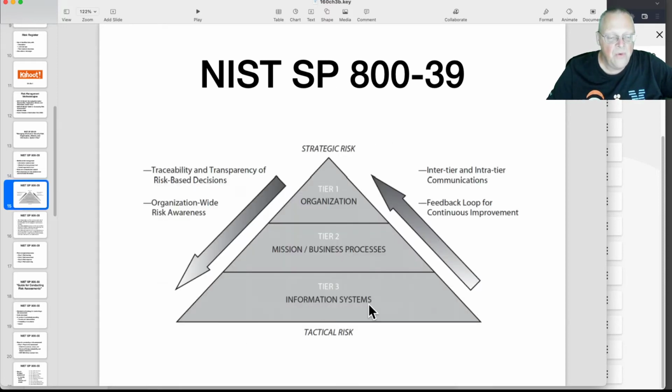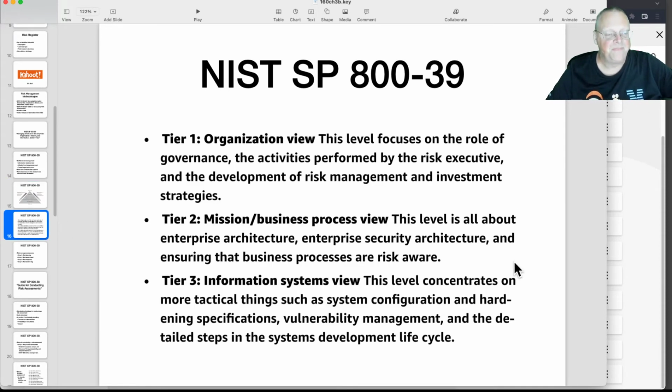So each one of these have some way of measuring what the problems are. You send the information about the problems up, and then the management sends out decisions and policies and such, which hopefully mitigate the problem. That's the plan. That's the big structure of NIST 839.